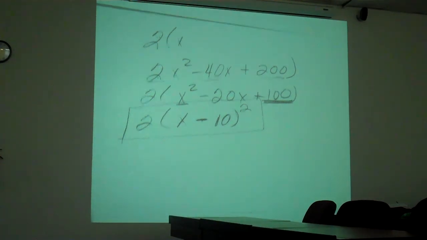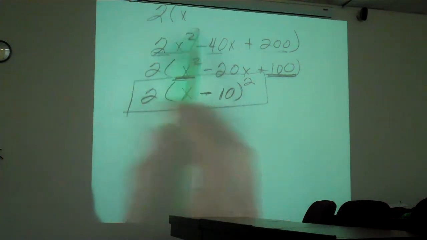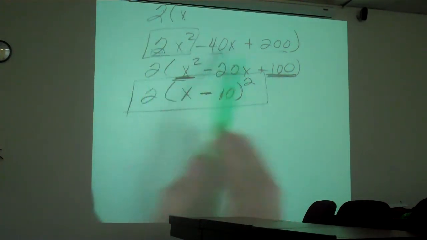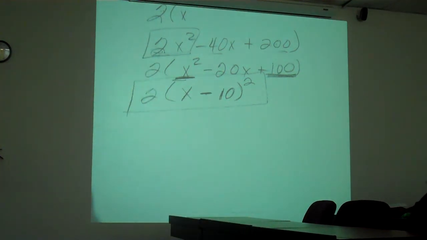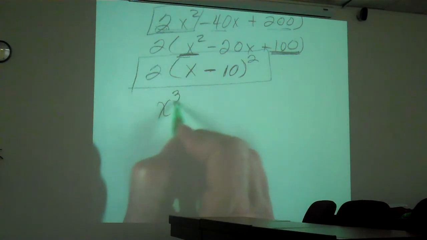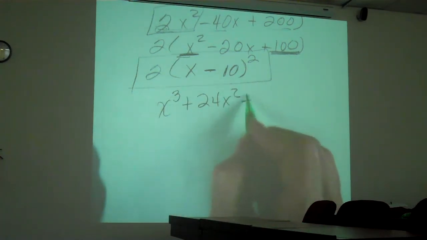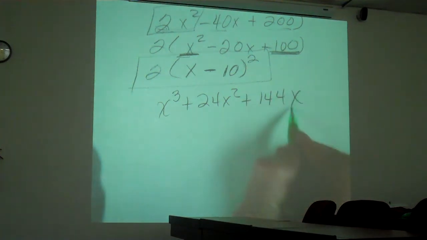Okay? So if it's not a perfect square in the very first part, like this one wasn't a perfect square, you might need to look to see if you can factor out first. Okay, let's do one here. x cubed plus 24x squared plus 144x.